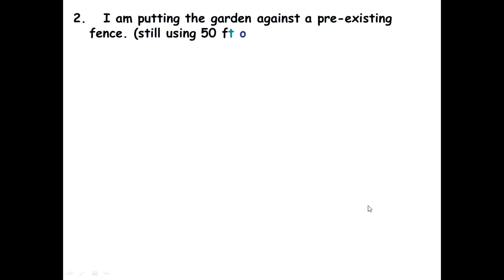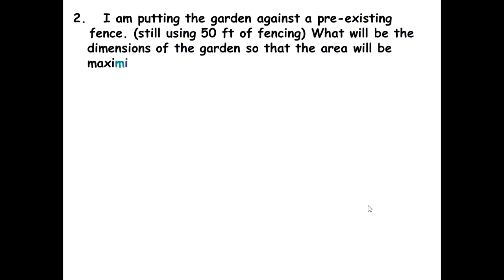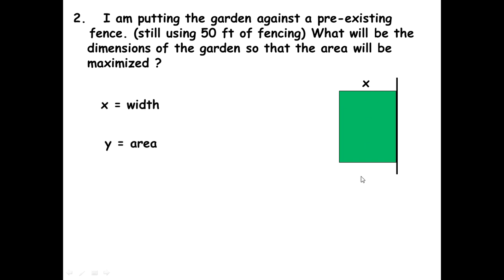All right, another example. I am putting the garden against a pre-existing fence. I'm still using 50 feet of fencing. What will be the dimensions of the garden so that the area will be maximized? So now I have a wall here, and I'm going to be putting my garden up against this wall. I'm still going to set my width equal to x and my area equal to y. But now my perimeter is really only across, down, and across, because this side is not included. So 50 minus 2x will be my length, and I do not have to divide that by 2 because my wall is taking up this space.